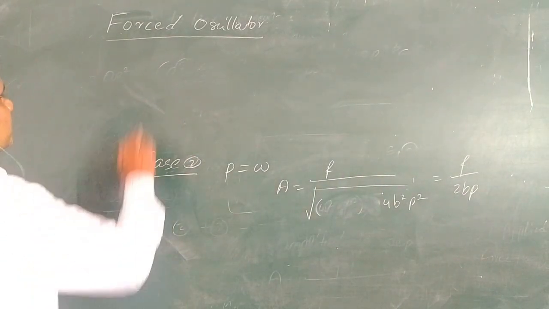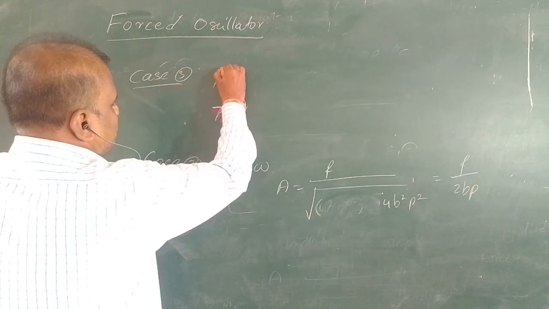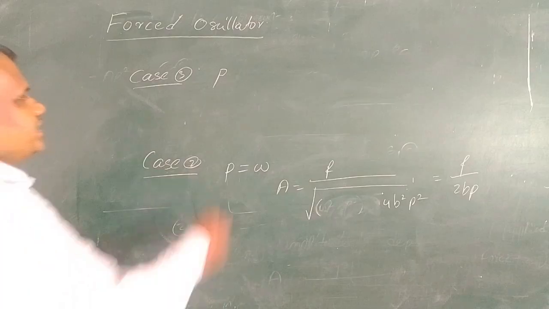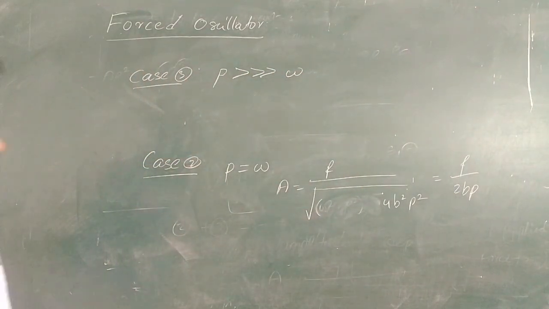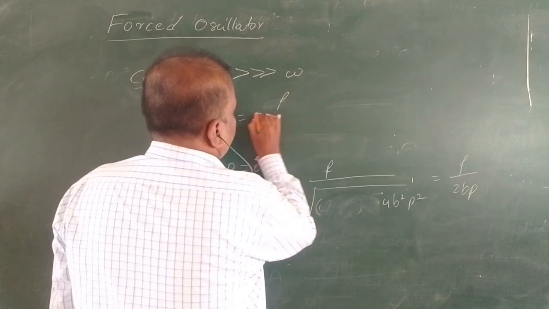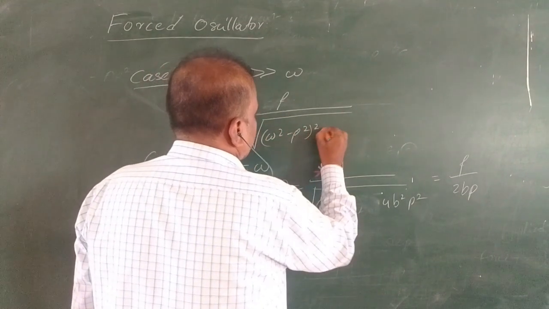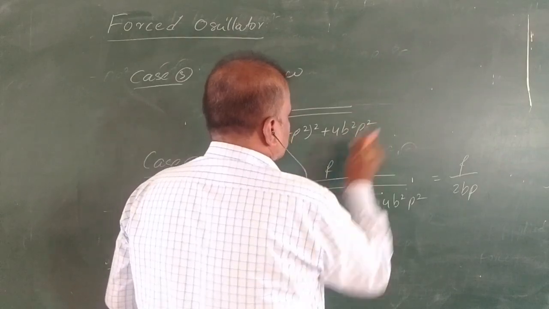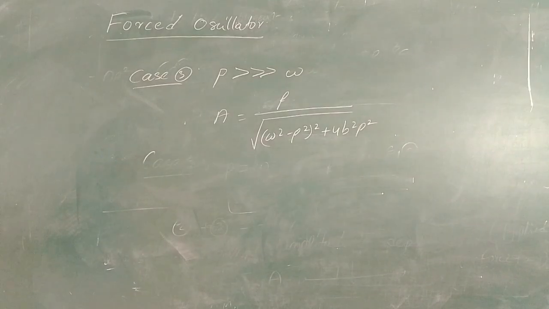That is case number 3. If the applied force frequency is very much larger compared with the natural frequency of the oscillator, what will happen? Here the amplitude is given by f divided by the square root of (omega square minus p square) whole square plus 4b square p square. This is the amplitude of the forced oscillator where the applied force frequency is very much larger.